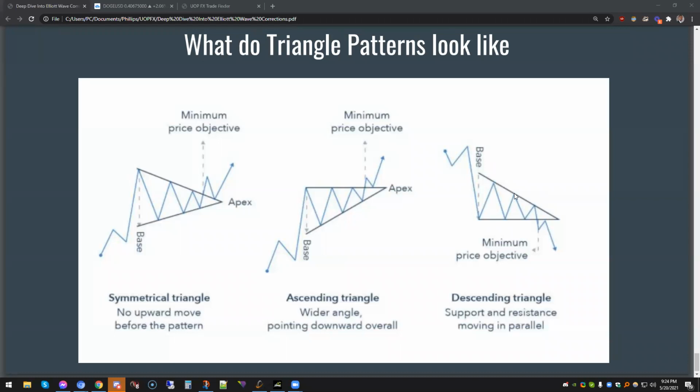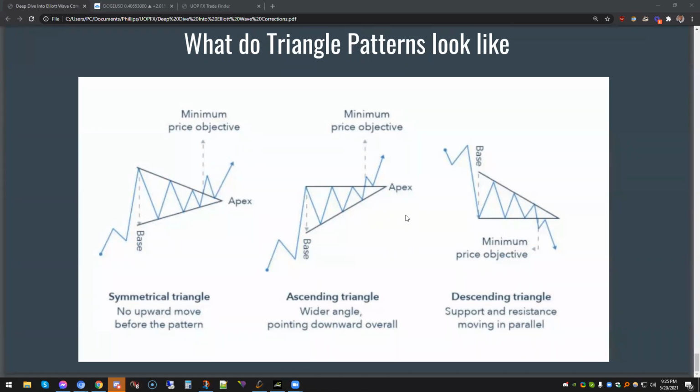Some traders are very good. They can establish a triangle very quickly. We have tools in TradingView that can help you to establish a triangle very, very quickly, and I'll show you guys that in just a bit. All right, so this is basically it for triangle patterns.